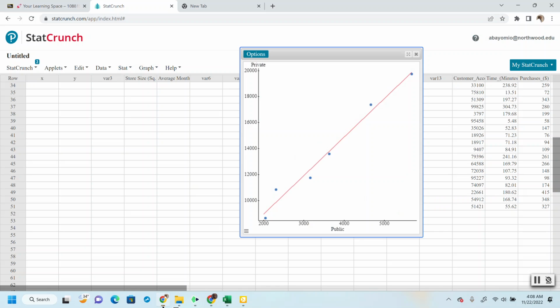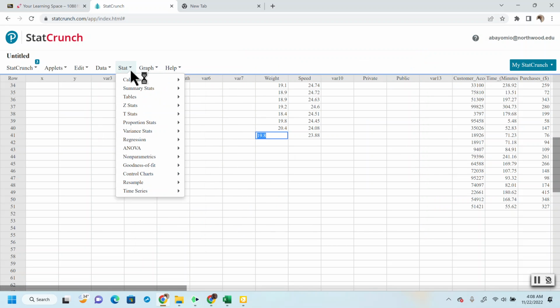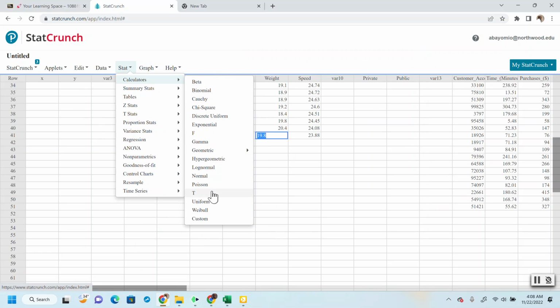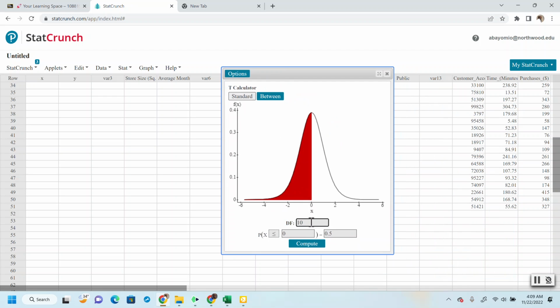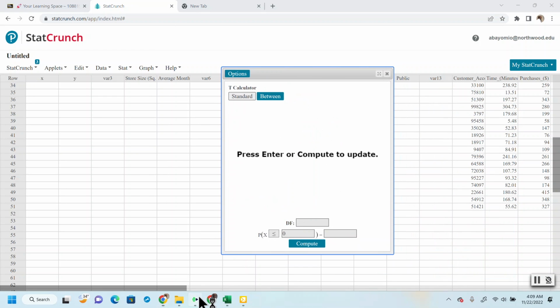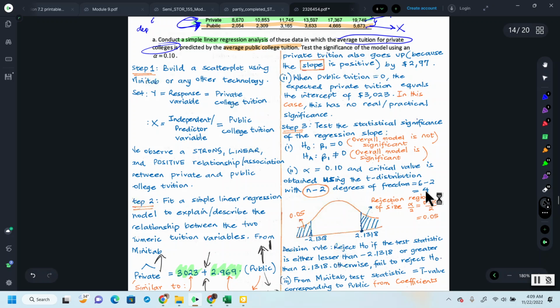You go to your StatCrunch. Let me close out of this and go to calculators. I'm going to the T calculator, and let's look here. And what's our degree of freedom? Going back here, the degree of freedom is 4, and the total size of your rejection region is 0.10 or 10%. So on either side, that means you're going to have 5% here, 5% here, for a total of alpha, which is 10%.